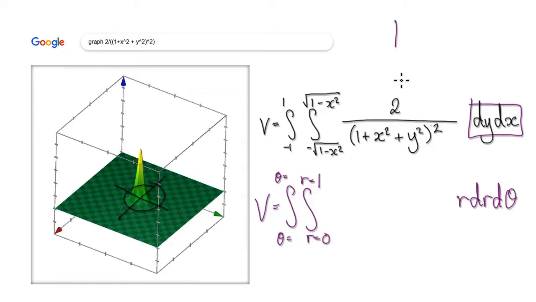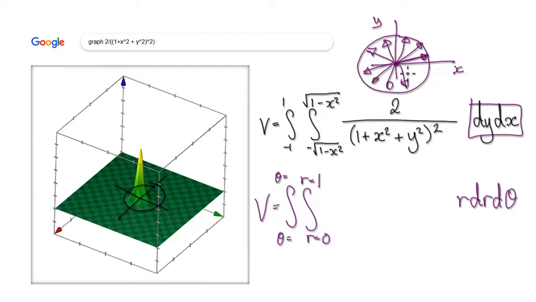Because if you look at the xy domain, this is some sort of circle. So you're integrating from a radius of 0 to a radius of 1, again and again. So you're going to scan through the whole region, and in terms of the angle, you're scanning from an angle of 0 all the way to an angle of 2 pi. So this would be 0 to 2 pi.